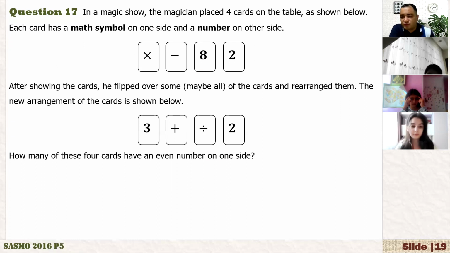Girls, you have 1 minute to answer this question. I think it's quite an easy question, okay? Write your answer in the chat box. How many of these 4 cards have an even number on one side? How many even numbers? 1, 2, 3, 4. Because we have 4 cards, maximum 4, right? So your answer should be either 1 or 2 or 3 or 4.